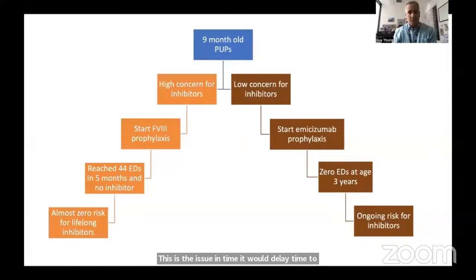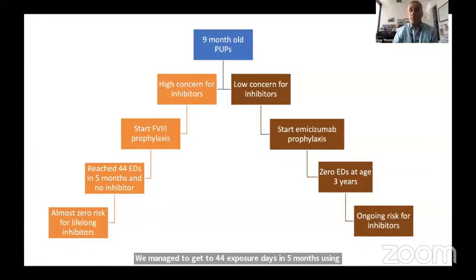When I discussed this issue with a couple of patients of mine, it happened to be 9-month-olds. These families chose not to start emicizumab at a very young age. I gave them both the same exact speech about delayed inhibitor development and the uncertainty of when an inhibitor might form. On the left side, in orange, was a mom who was really concerned about this. She really didn't like thinking about the uncertainty of when an inhibitor might develop. So we chose to start him on factor VIII prophylaxis. The goal was to reach 50 exposure days. We managed to get to 44 exposure days in 5 months using an extended half-life factor VIII. He did not develop an inhibitor.